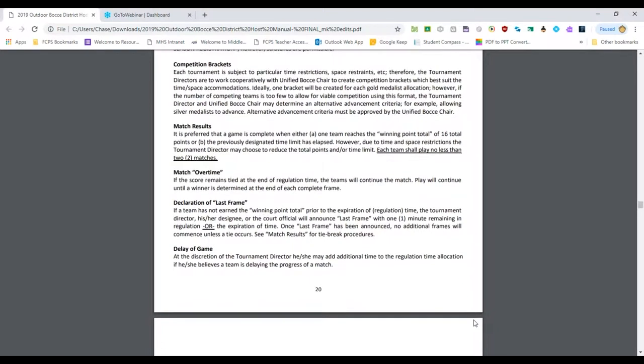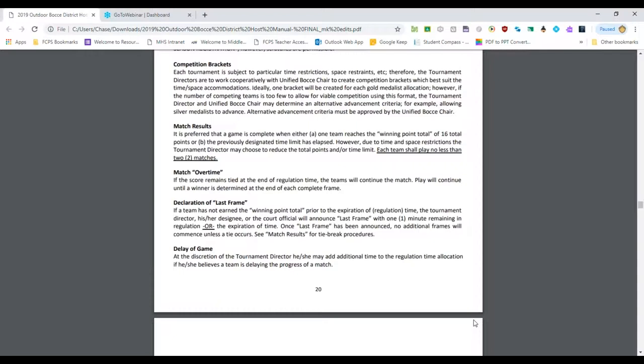Competition brackets. Each tournament is subject to a particular time restriction and space restraint. Therefore, the tournament directors are to work cooperatively with the bocce chair, that's me, to create competition brackets which best suit the time and space accommodations. Ideally, one bracket will be created for each gold medalist allocation. However, if the number of competing teams is too few to allow for viable competition using that format, the tournament director and unified bocce chair may determine an alternative advancement criteria, for example, allowing silver medalists to advance. Alternative advancement criteria must be approved by the unified bocce chair.